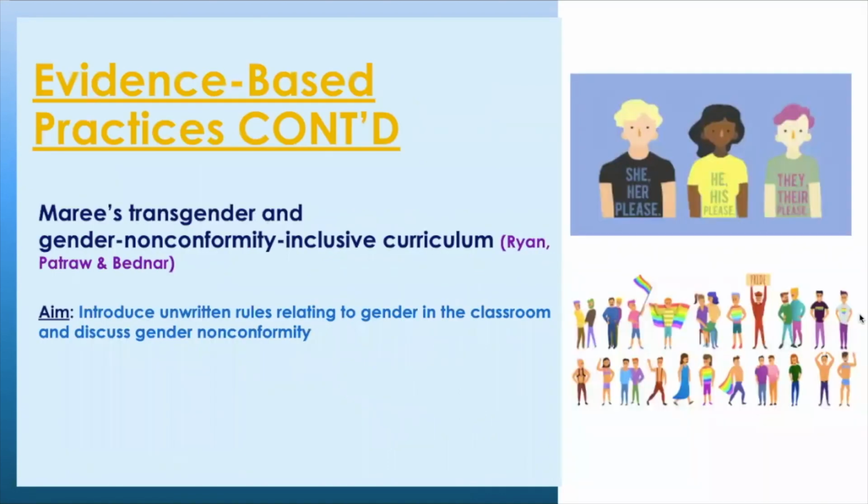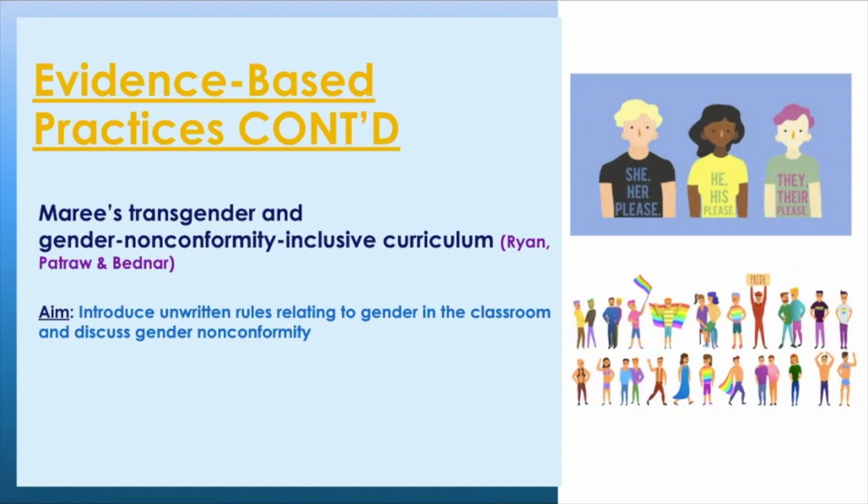Next, we have Marie's transgender and gender nonconformity inclusive curriculum. So this was created by an educator named Marie Bednar, who was committed to including information about non-normative genders in her classroom. Her curriculum consisted of a series of 4 episodes where she begins by introducing some unwritten rules related to gender, relates gender to other issues of difference and marginalization, and finally discusses gender nonconformity in relation to gay characters.